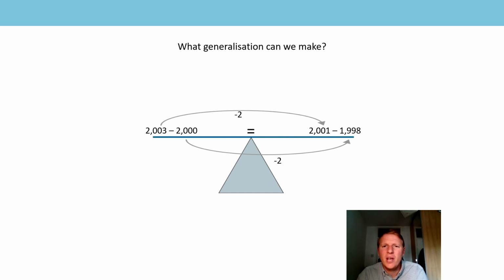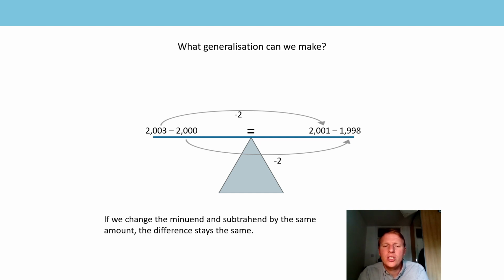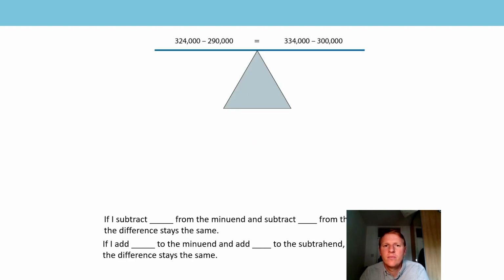What generalization can we make then? What can we say about what we've learned? We've used different examples of it increasing by 1 or decreasing by 1, in this case decreasing by 2. What generalization can we make? What do you think? Here's my attempt at a generalization. If we change the minuend and subtrahend by the same amount, the difference stays the same. That means we could change it by using addition, or in the case shown above, change it with subtraction. But if we change both of them by the same amount, the difference will stay the same.